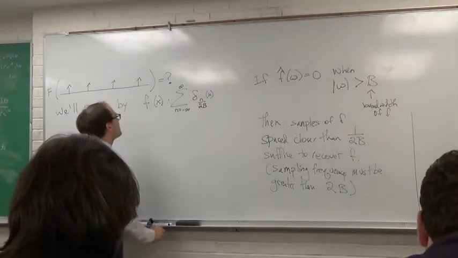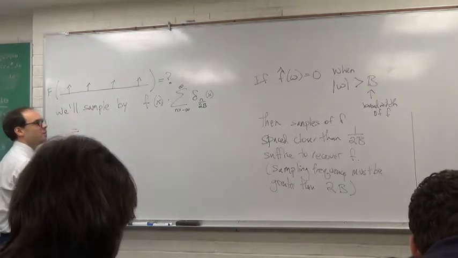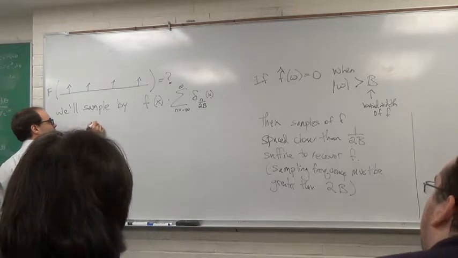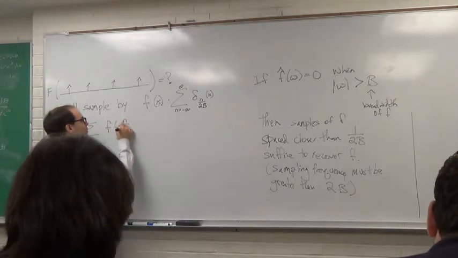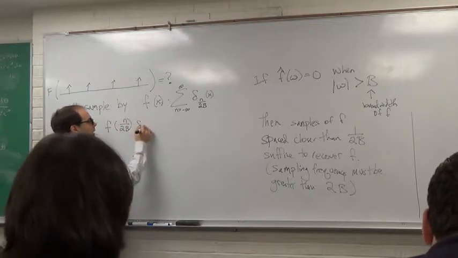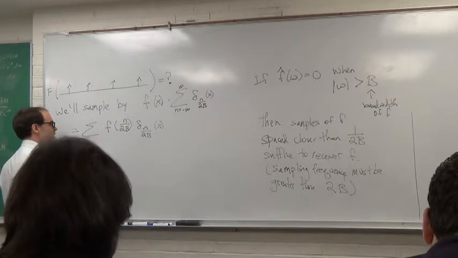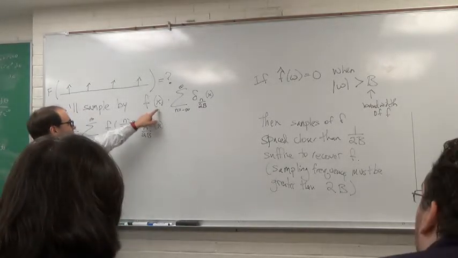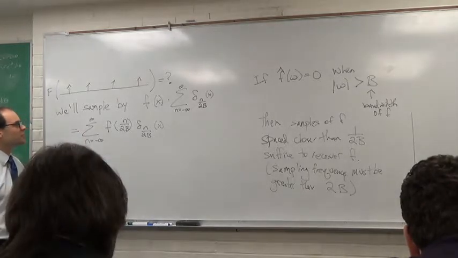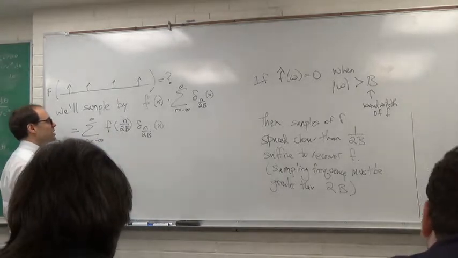What is this thing going to be equal to? In fact, it's on the nose equal to the sum of f of n over 2b times delta of x minus n over 2b. Because we're multiplying by a delta function, we don't ever need to know what the value of f is away from where those delta functions are supported. So this is the sampled version of f.